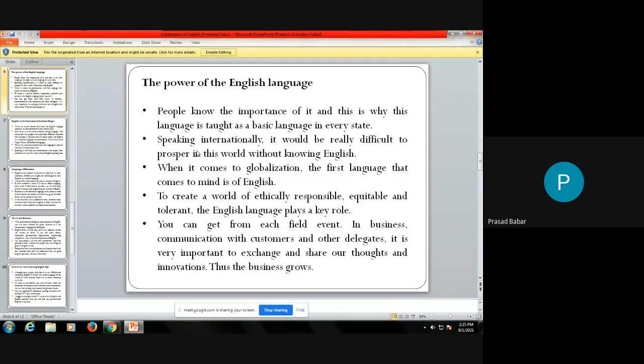आपण या जगात कम्फर्टेबली राहायचं असेल, तर इंग्लिश लँग्वेजचं नॉलेज असणं खूप गरजेचं आहे. The third point is, when it comes to globalization, the first language that comes to our mind is English. जेव्हा ग्लोबलायझेशनचा मुद्दा येतो, the language that comes first in our mind is only English, because it is the universal language, or language spread all over the world.